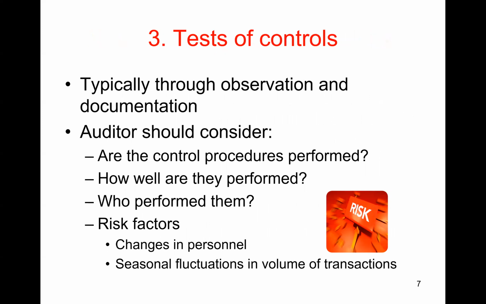The third step then, if you decide that your preliminary evaluation of control risk is not very high, and so those controls are going to form the basis of reliance, then you're going to actually test the controls. How is this done? Well, typically this is done through observation and documentation. So with observation, you're seeing the control procedure actually being performed.